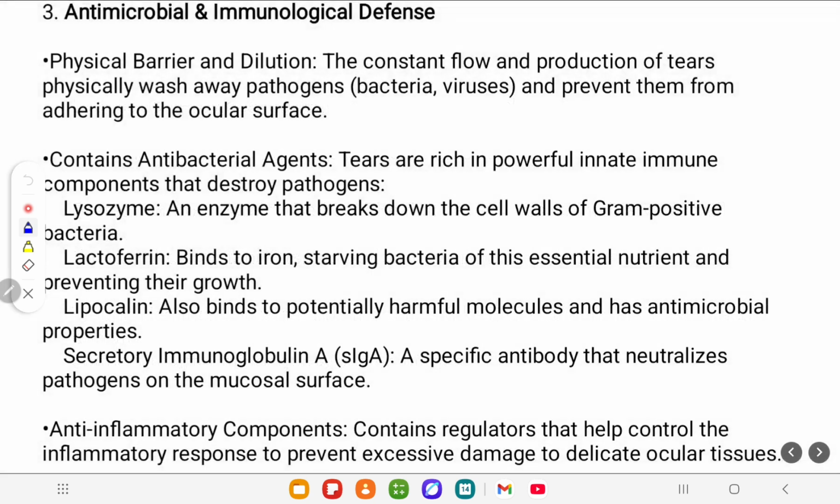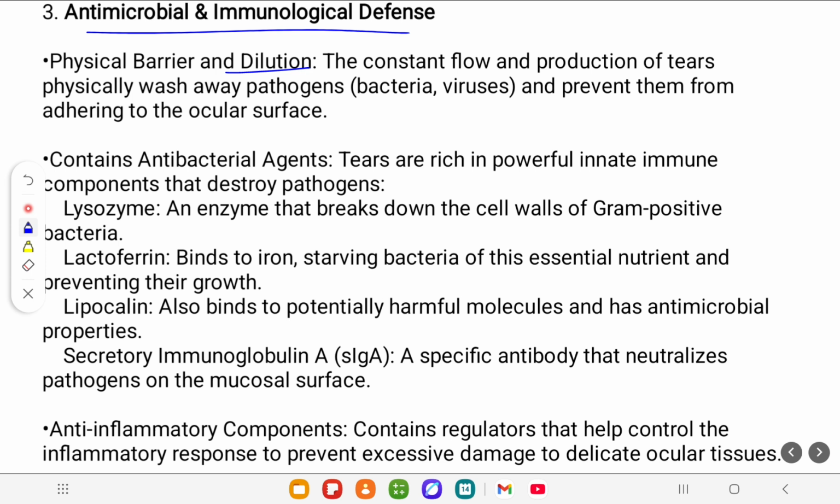Another function is antimicrobial or immunological defense. It's again of central importance. Tears have components that act as antimicrobial and immunological defense. First is the physical barrier and dilution. What do I mean by that? The constant flow and production of tears physically washes away pathogens and prevents them from adhering to the ocular surface. It's very important against bacteria and viruses.